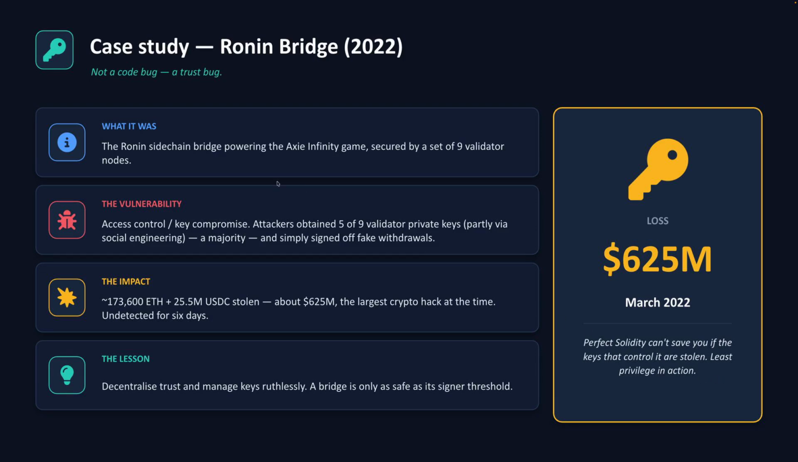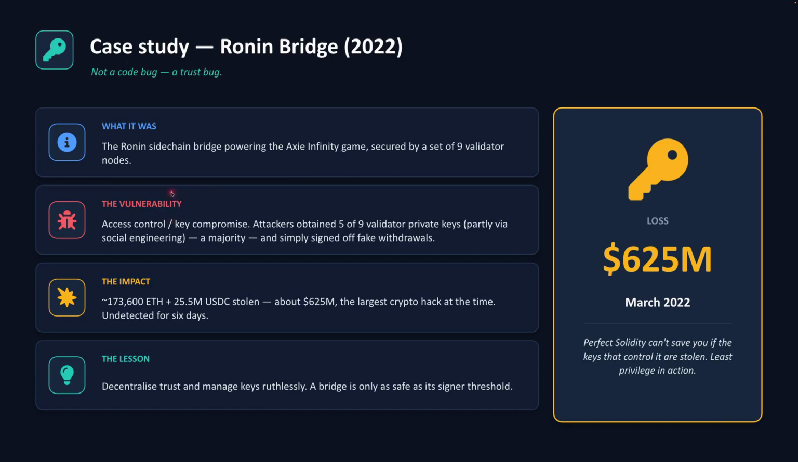Then we have the Ronin bridge hack. Again, what it was, what was the vulnerability, what was the impact, and what was the lesson. It was not a code bug, it was a trust bug. The Ronin sidechain bridge powering the Axie Infinity game was secured by a set of 9 validator nodes.